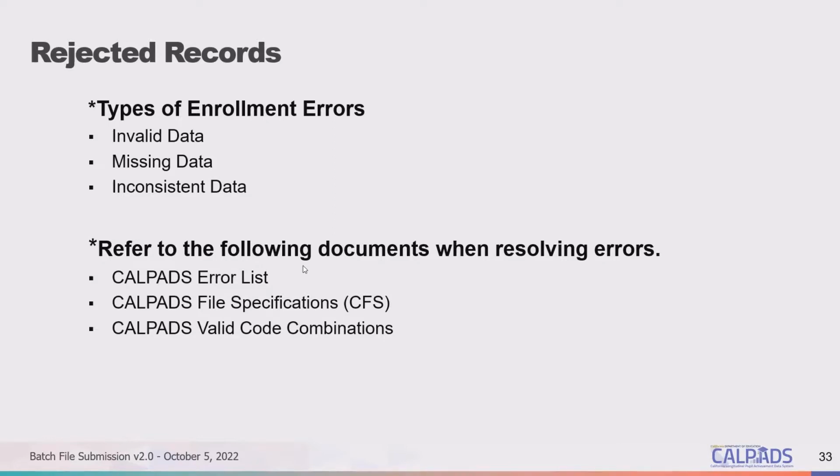So that concludes this module, resolving rejected records and batch file submissions. The next module is the final module, where we'll just have a wrap up and recount some key points and conclude the training.